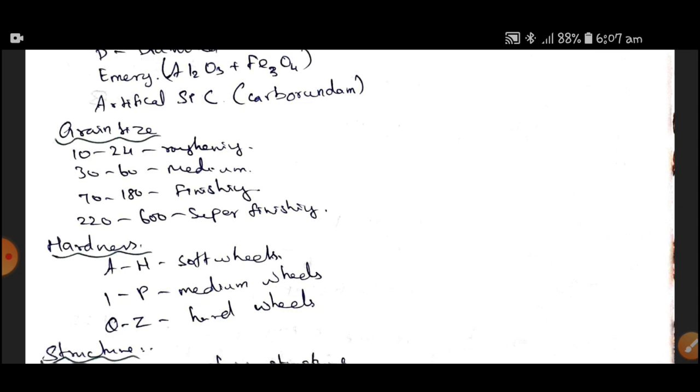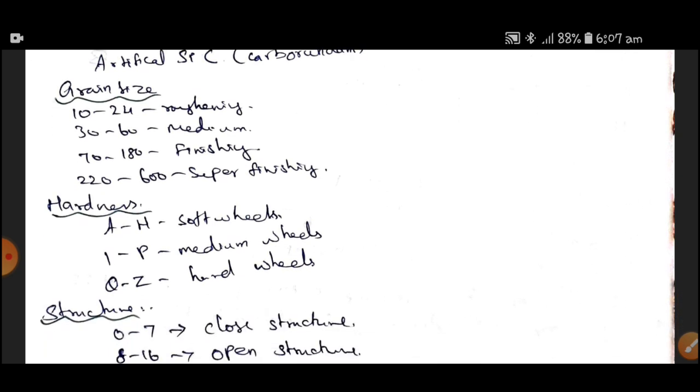And the fourth term is the hardness. It is again an alphabet. A to H is a soft wheel, I to P is a medium wheel, and Q to Z is a hard wheel. A soft wheel is for very fine surface finish, and a hard wheel is for roughing work.